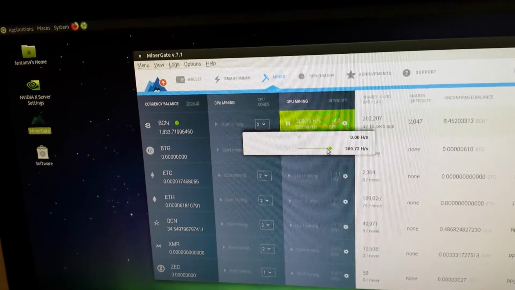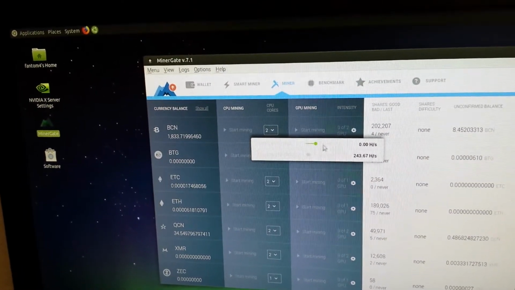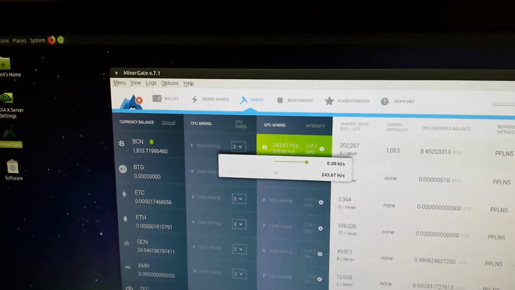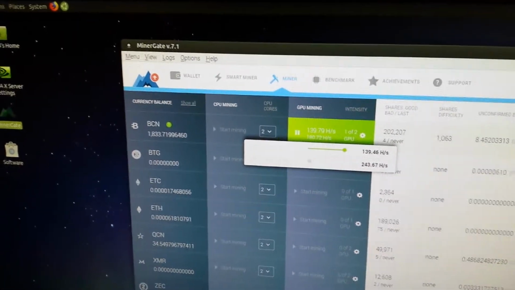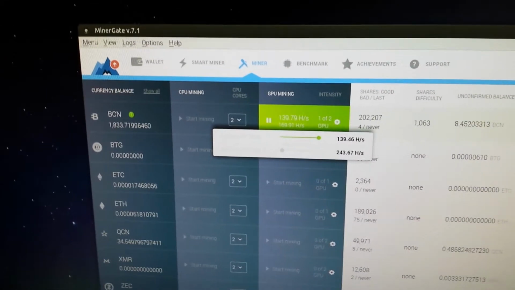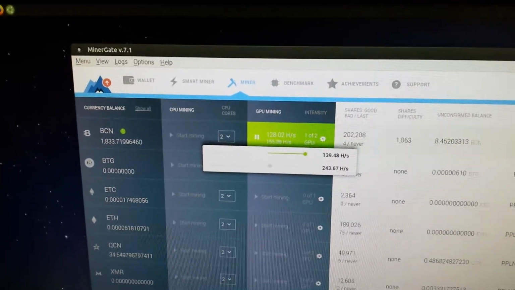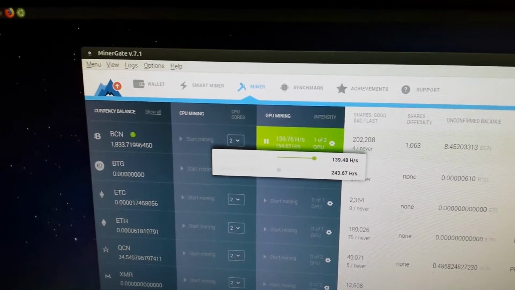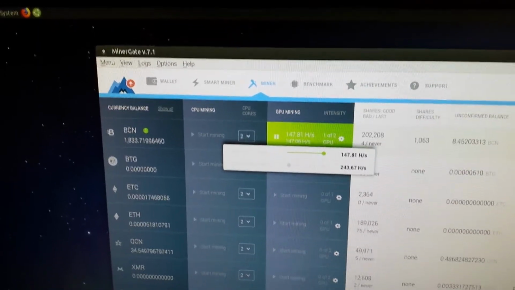Okay, so now we'll also test the GT 1030, and we'll see how much hashing power you get. It's around 128 to 140 hashes, something like this, on Minergate. I saw a video maybe a few months ago where the GT 1030 was making 7 megahash on some coin, I don't remember the name. I don't know how. Anyway, it's also 2 GB.